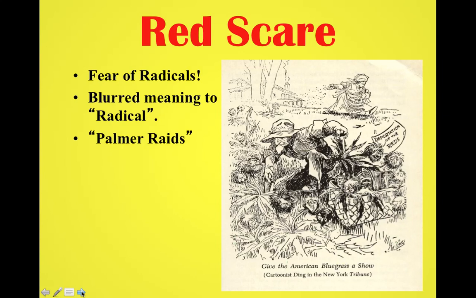We see the Palmer raids. Palmer was appointed by J. Edgar Hoover as a special assistant. Palmer, Hoover, and other agents hunted down suspected radicals, people who opposed any form of government. They simply would trample people's civil rights by invading their private homes and offices and jailing suspects without legal counsel or without habeas corpus.